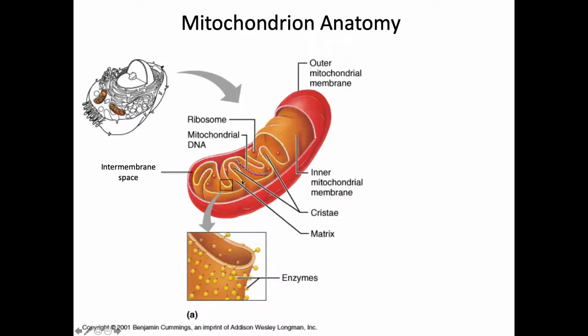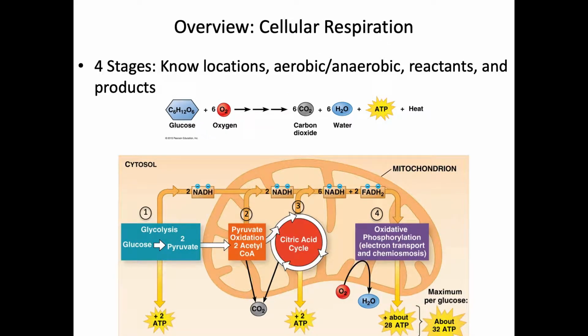Okay, and then these enzymes are very important because these are the enzymes that will carry each step of the chemical reactions of cellular respiration. So keep these structures in mind as we're going through the process, each step of cellular respiration. Okay. So for cellular respiration for this chapter, you'll need to know where everything happens, if each step is aerobic or anaerobic, what the reactants are, what the products are, okay?